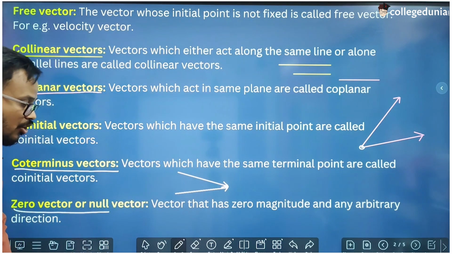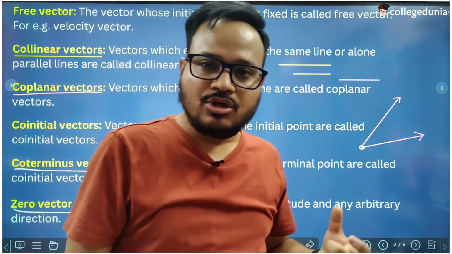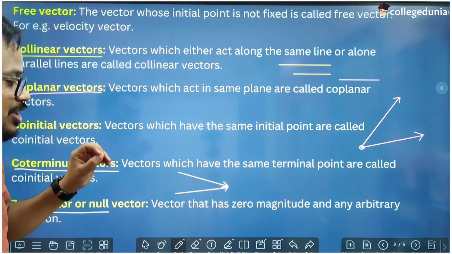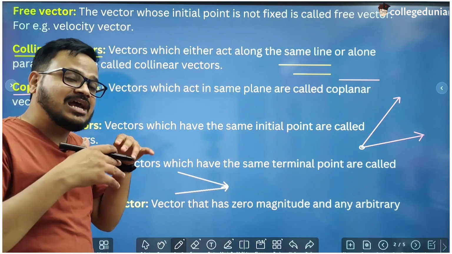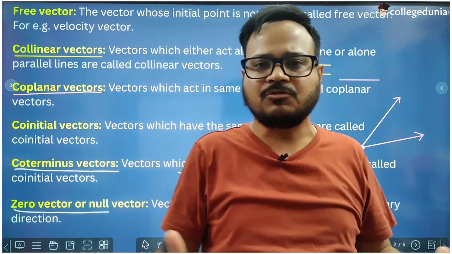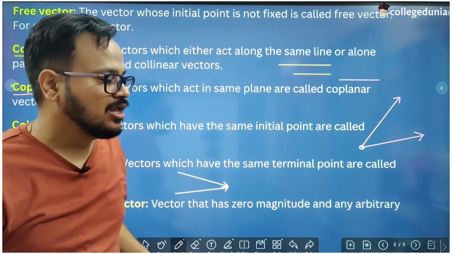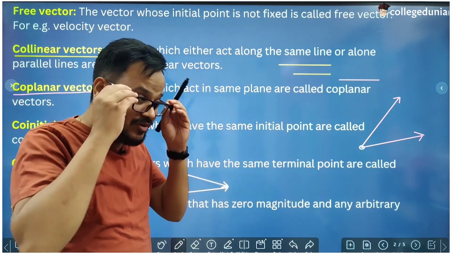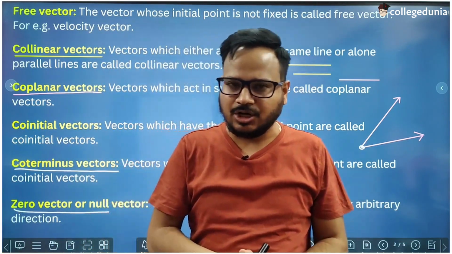Next is zero vector or null vector. This is a vector which has zero magnitude. So a vector of no magnitude, a vector whose magnitude is zero, that is called zero vector or null vector. So it can have any arbitrary direction because if the magnitude is 0, that means the vector is not there, vector is not present. But it is an important vector because when we take resultant of two vectors, this vector has an important meaning. So we will go into that when we will discuss the addition of vectors or how we find the resultant of two vectors.